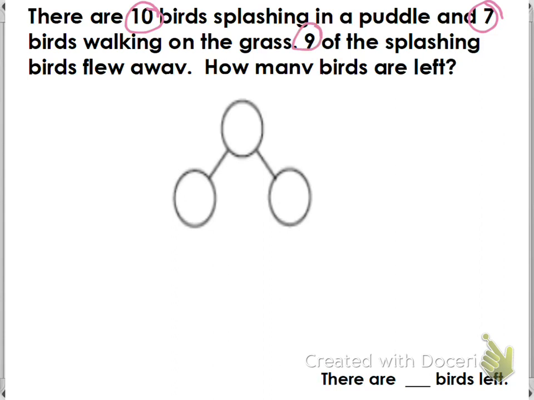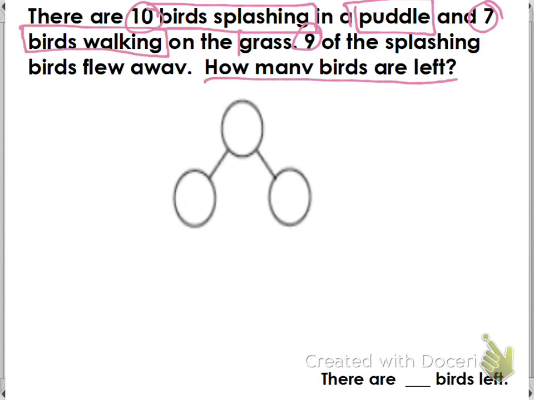Then we're going to underline the question. We have the question mark, and we go behind it. Then we're going to box in important words. I'm going to box in birds splashing, and box in puddle as well. Then 7 birds walking, box in birds walking, and I'm also going to box in grass. Then it says 9 of these splashing birds, I'm boxing that in, flew away. I'm boxing that in and I'm putting a minus sign by it. So that means those birds are going to have to be taken away.